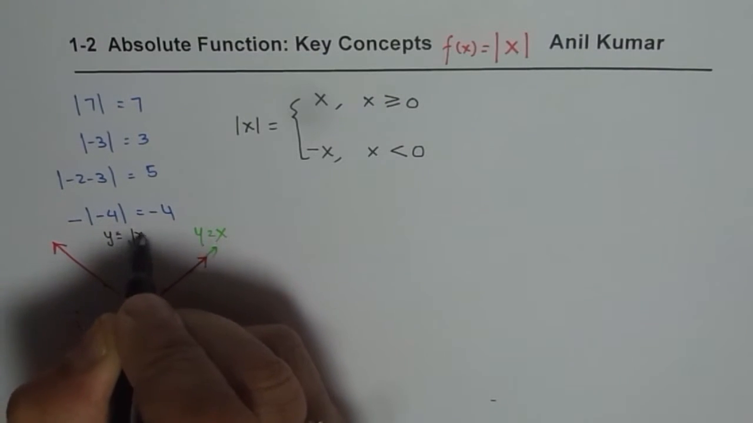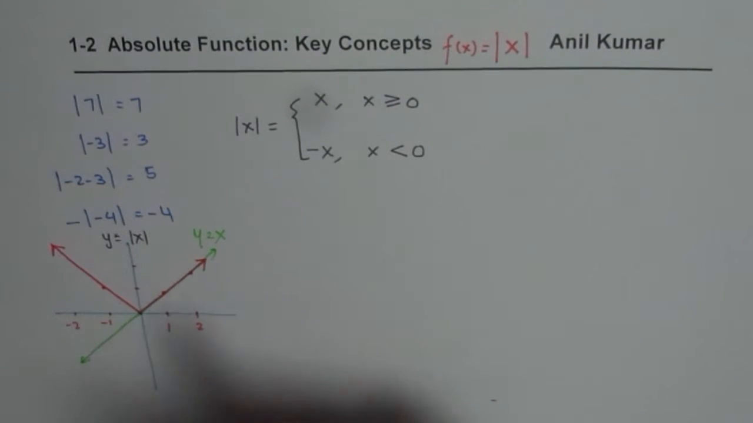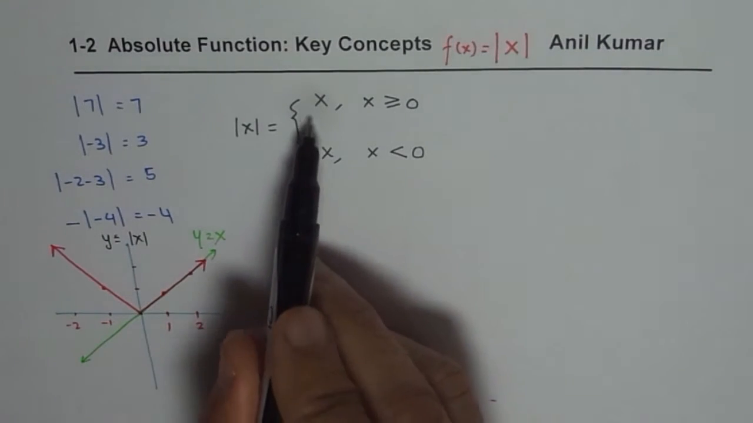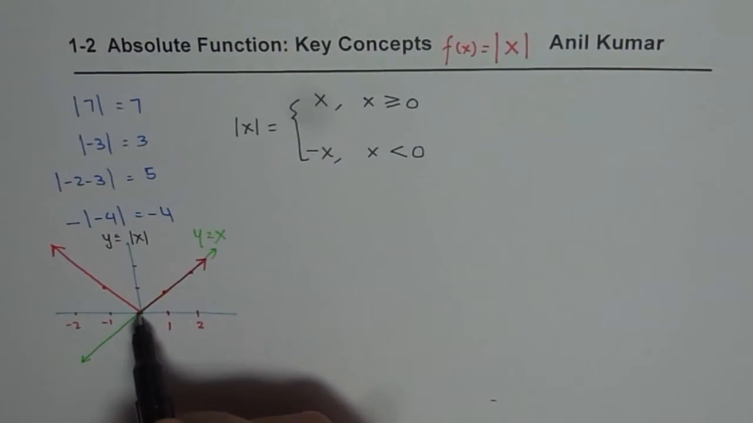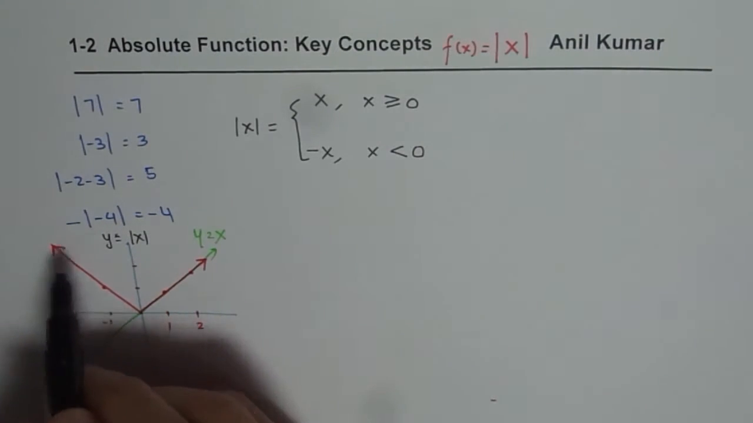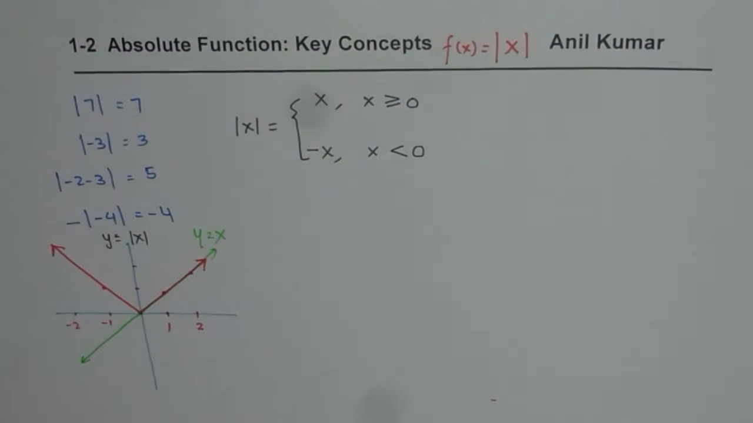So y equals absolute x means the one which is shown in the red line, right? That becomes a combination of two pieces. So it is x, the right piece, when x is greater than or equal to 0, and minus x, the left piece, when x is less than 0. That is how you should be looking at the absolute function.